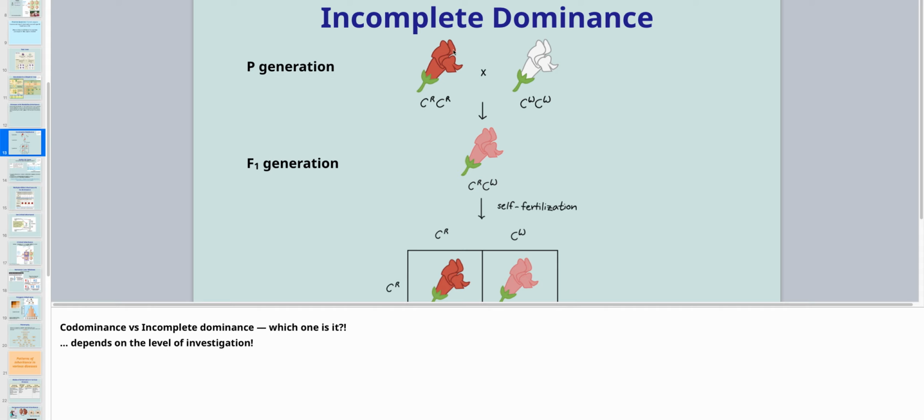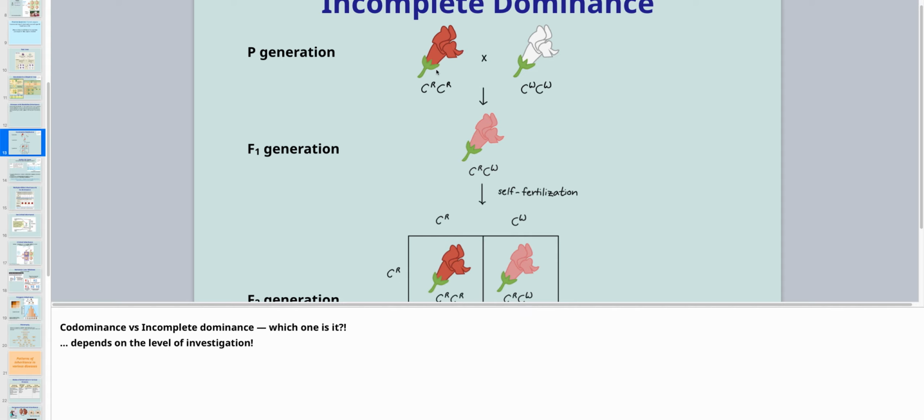So in this case, we have a parent with red flower crossed with a parent that's white flower, resulting in an F1 generation that has pink flower, and this pink is an in-between color between red and white.